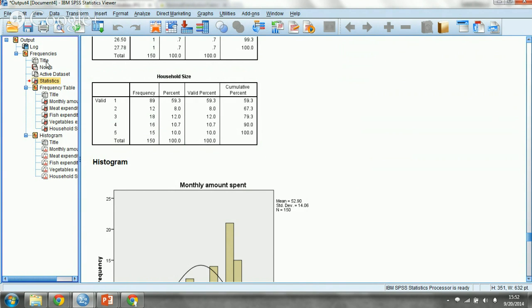All right, so in the frequency table, you can see 89 had one member per household, that's 59.3%. Two people per family were 12, that was 8%, and so forth. So again, this is reading these frequency tables.